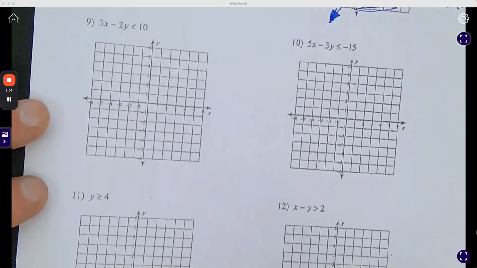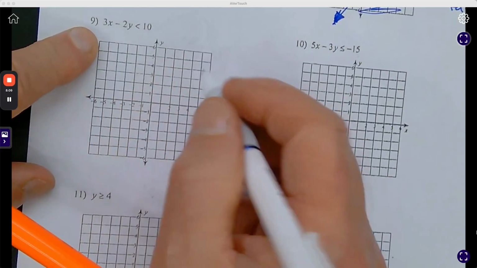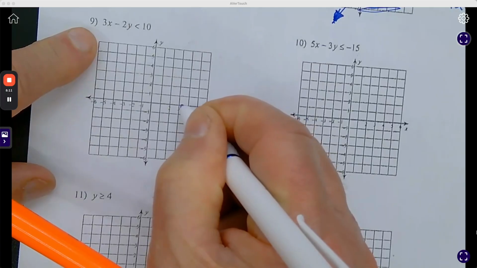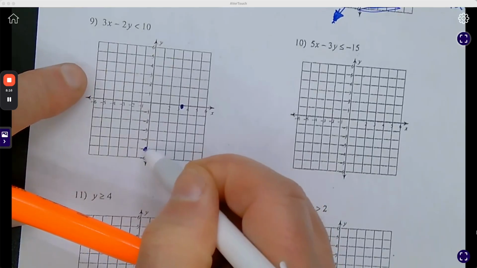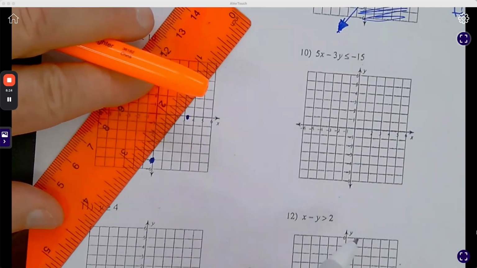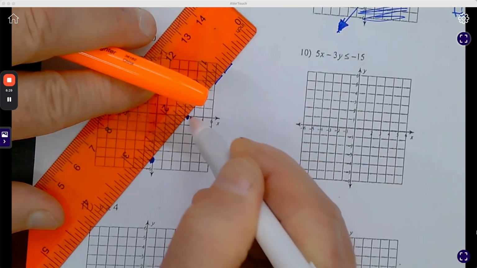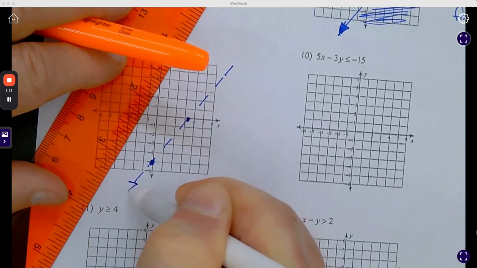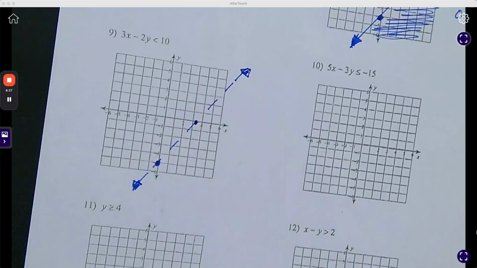Okay. Oh, this is standard form. X-intercept is 10 divided by 3. That's 3 1/3. About there. The y-intercept is 10 divided by negative 2. That's negative 5. There is no equal to underneath that inequality. So I'm going to do a dashed line, like so. Now I'm going to do a test point of 0, 0.